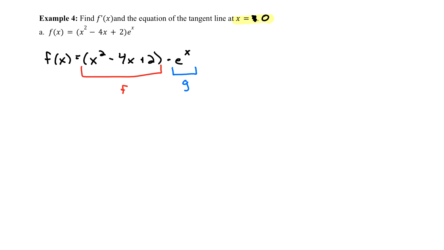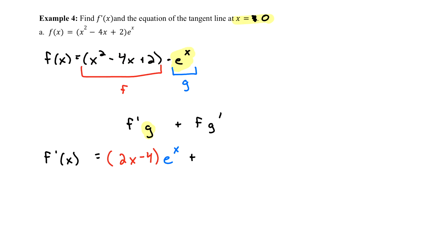Let's find our derivative now. And just so that we have the product rule on hand, f prime of x is equal to, the product rule says f prime times g plus f times g prime. So I'm going to start off with f prime. What does the derivative of f look like? So I want the derivative of x squared minus 4x plus 2. So the derivative of that piece would be 2x minus 4. There's my f prime. Next up, I have times g, so times just e to the x. I don't need to do anything with that piece. It'll still just be e to the x.